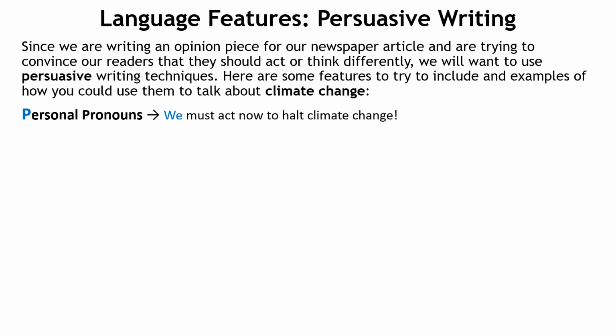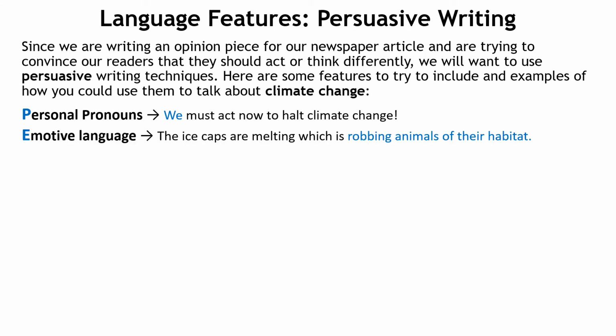Personal pronouns. This is where you use words like we to create a sense of shared responsibility. An example would be, we must act now to halt climate change. Emotive language. This is language which makes your reader feel strong emotions and empathise with your subject. An example would be, the ice caps are melting, which is robbing animals of their habitat.